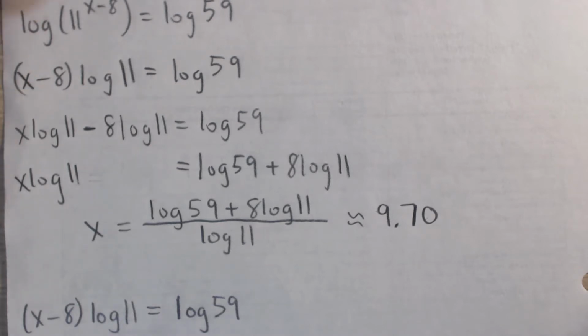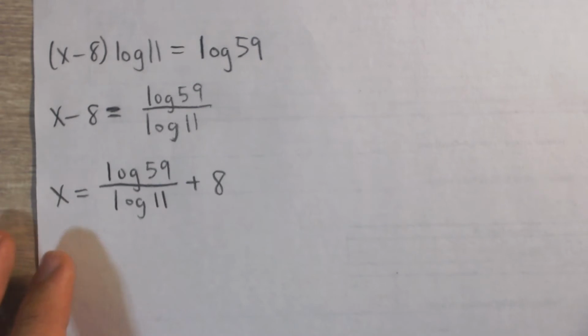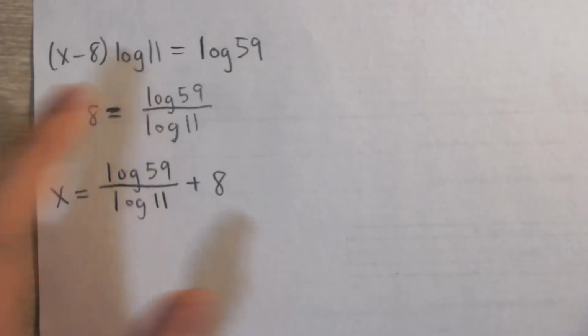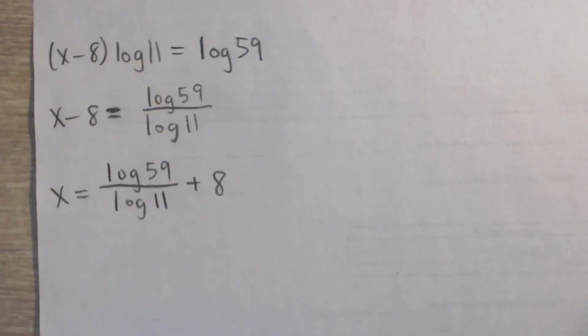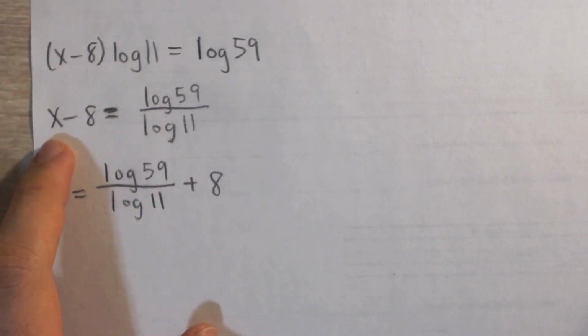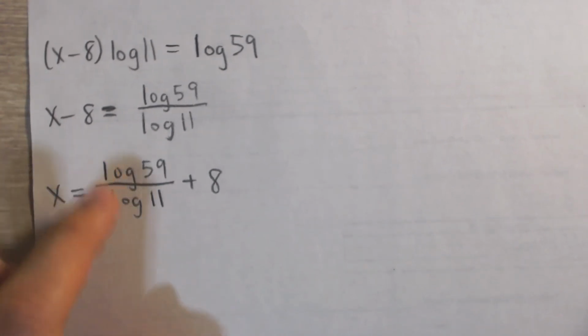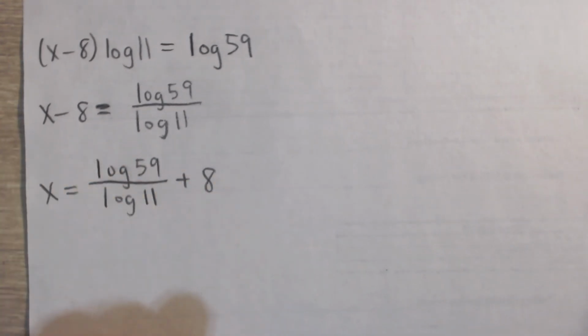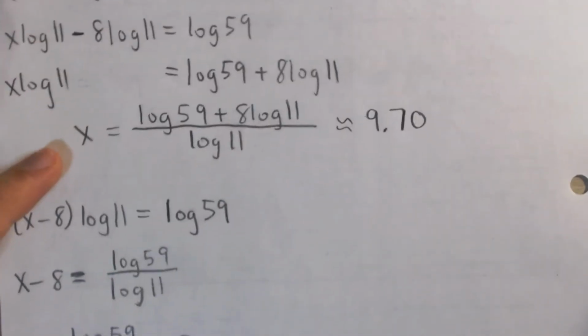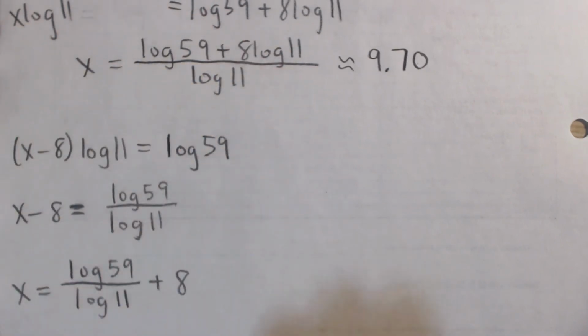Now, for the alternate way, I copied this line down here. If you're being a little slick and want to save some work, you can divide both sides by log 11 right off the bat, not even distribute it. And now, how do we isolate x from here? Well, we just add 8 to both sides. And boom, x is equal to log 59 divided by log 11, plus 8. A little bit less distributing and messy algebra. And you can see that these two fractions, this one here and this one down here, are the same, and they're going to give you the same answer.